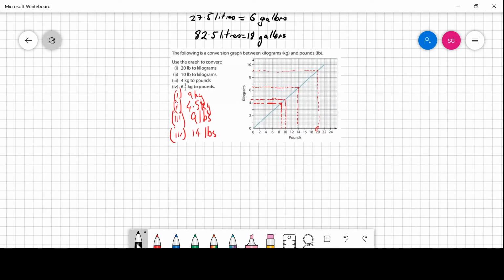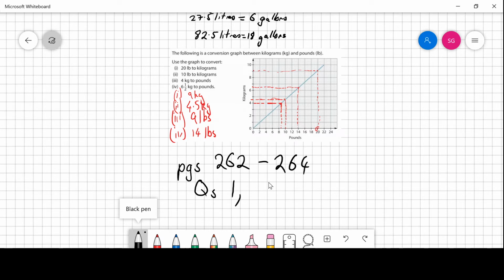And as homework, I am going to set pages 262 through 264. Let's do questions 1, 3, 4, 5, 6, and 7. Okay, so can you give those questions a try?